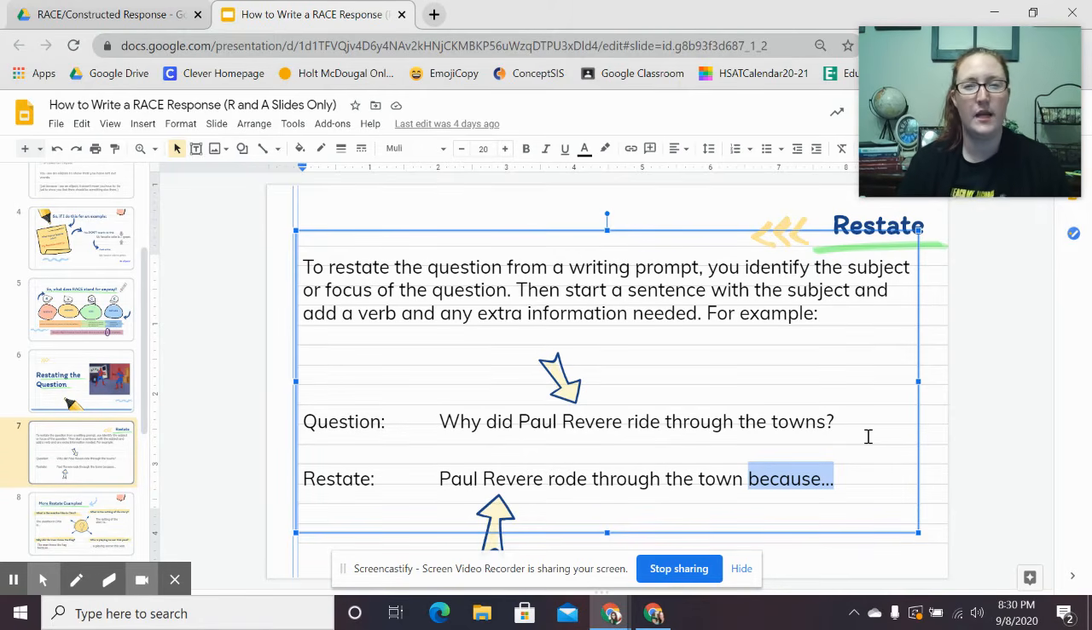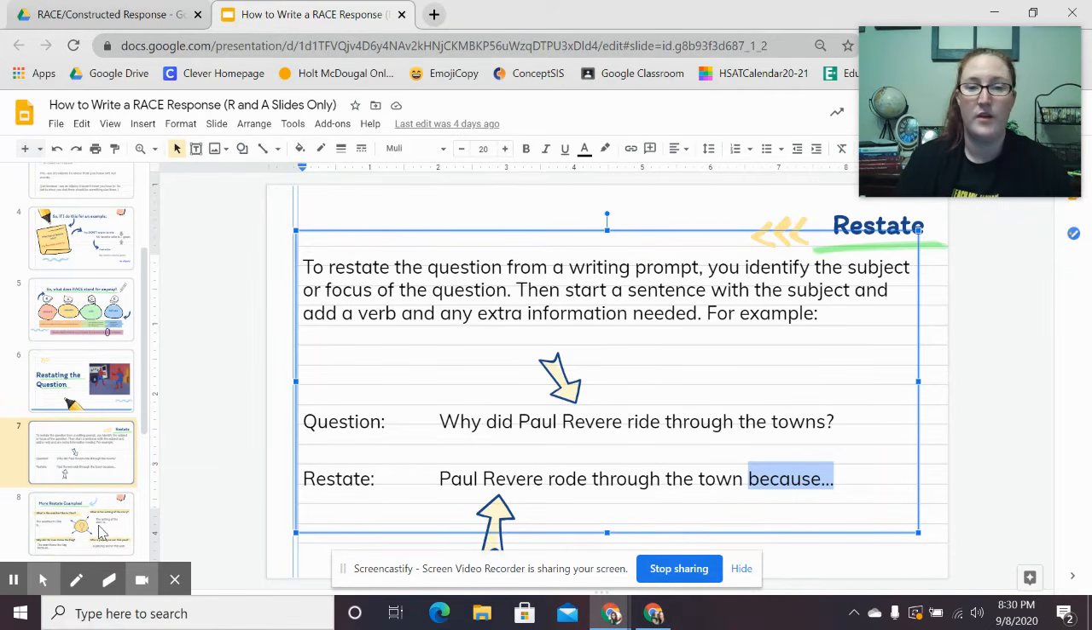It kind of depends on what you're going to be saying, so you'll have a good feeling for what to put there. It's just really going to depend. You're going to use because a lot, though. I would say that's probably the number one word that's used.